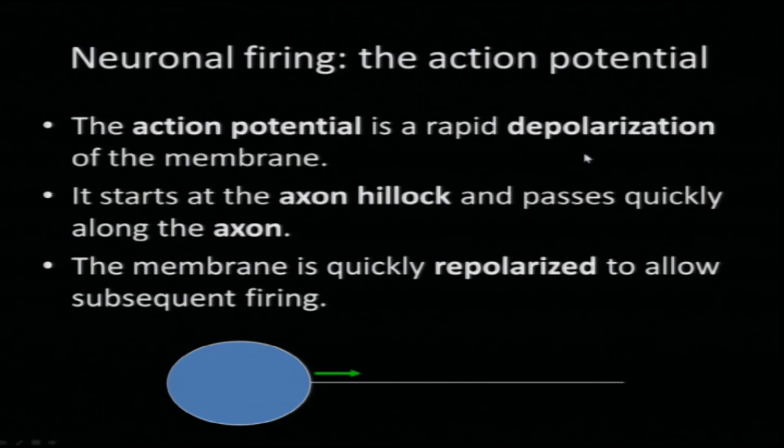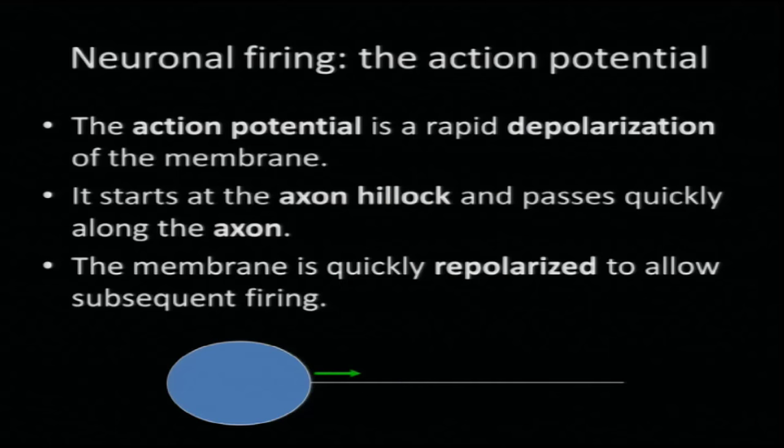It is a rapid depolarization. It starts at the axon hillock and passes quickly along the axon. At the end of the cell body, it is quickly repolarized to allow subsequent firing. So, once this wave of depolarization passes from one small area to the adjoining area, the previous area is repolarized to allow the further signal processing.